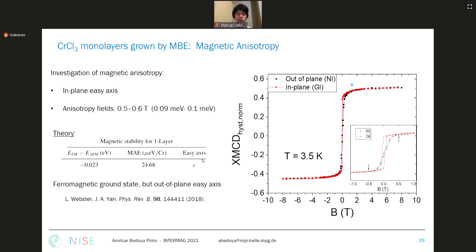And if you look here from the theory, the anisotropy for a really ideal, relaxed chromium trichloride was so weak that some theories were predicting that the easy axis was out of plane, not in plane. So that was for us also two important pieces of information. One, we definitely established that the easy axis is in the plane of the system, and secondly, that the anisotropy is relatively large.